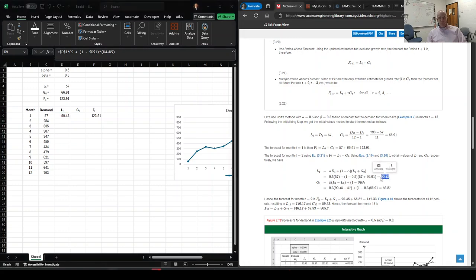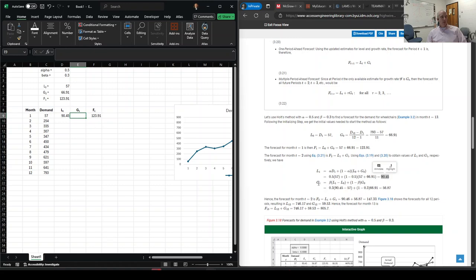There it is. So far, so good, right? That is the base demand that we would expect. It's the base level demand, L1, for month 1 based on the alpha and the beta, or excuse me, just the alpha at this point, and the forecast. Pulling from these numbers up here.